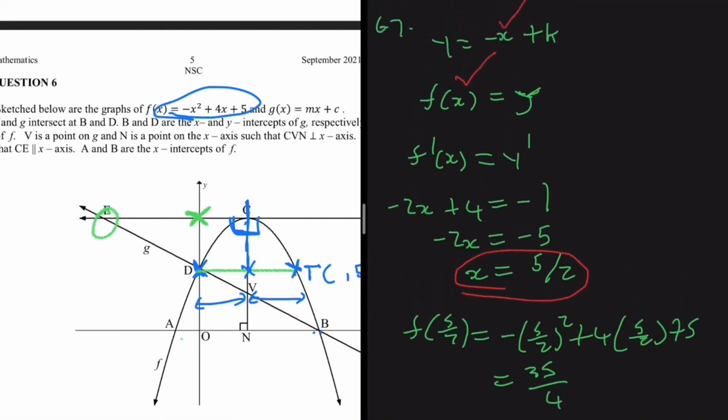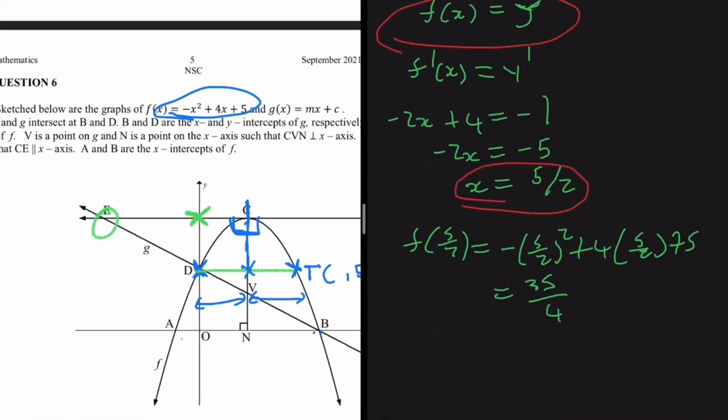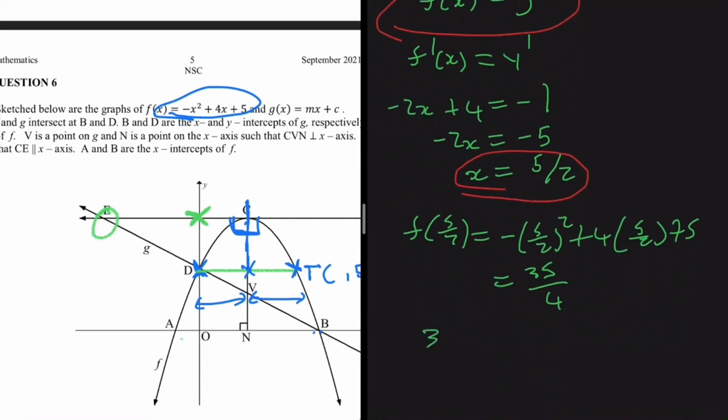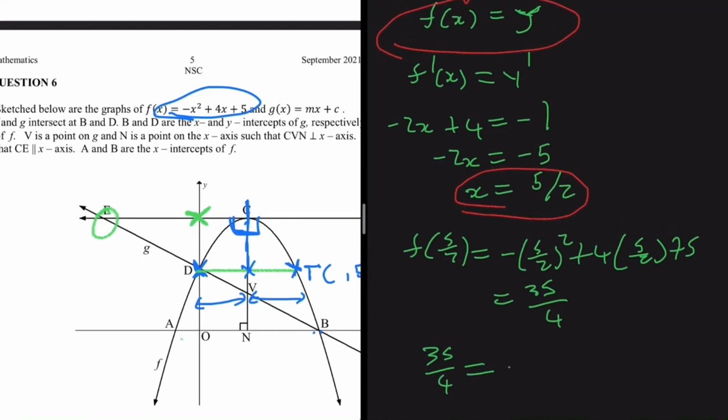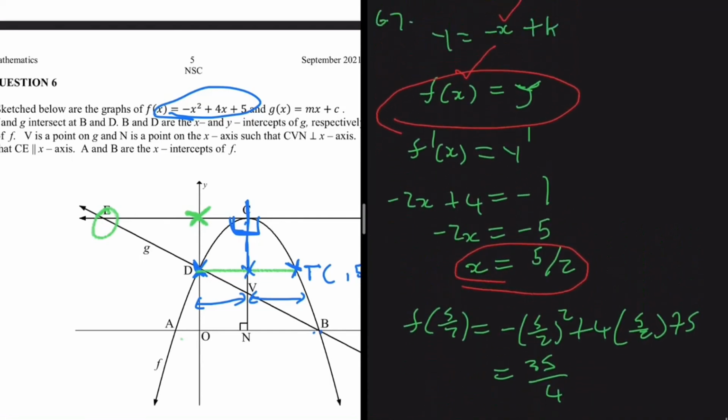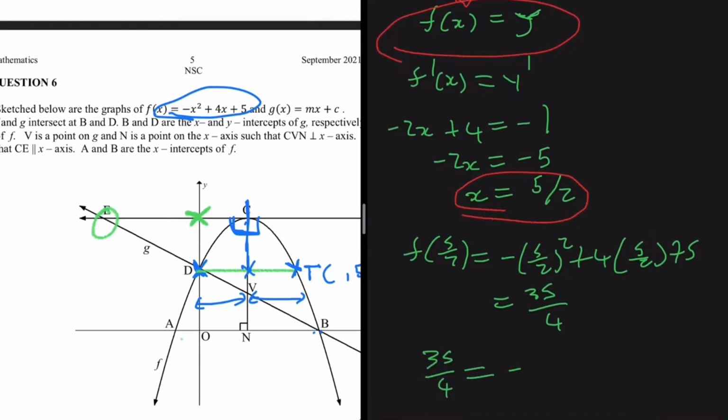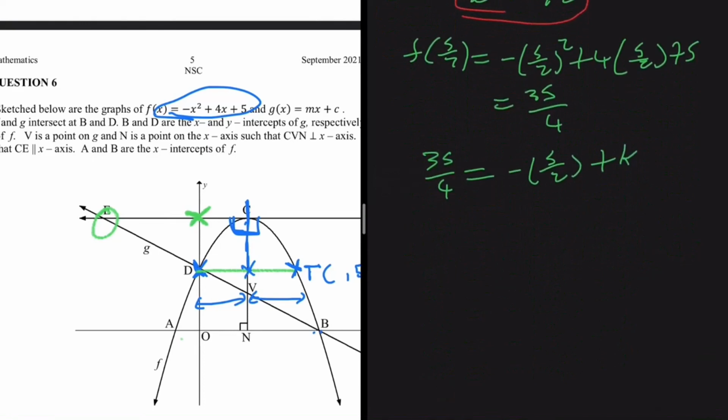So now we can come back to this equation here and determine our k. So we can say that 35 divided by 4 is equal to minus x plus k. But then we know the x value at that point, right? We're saying that it is minus 5 divided by 2 plus k, right? So we're going to have 35 divided by 4 plus 5 divided by 2 being equal to k. So our k is equal to 45 divided by 4.